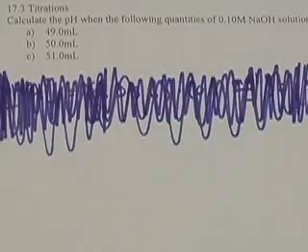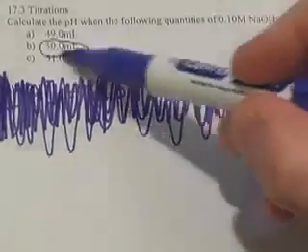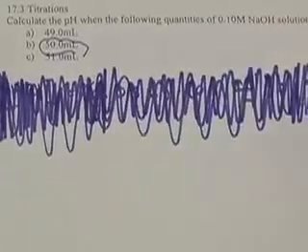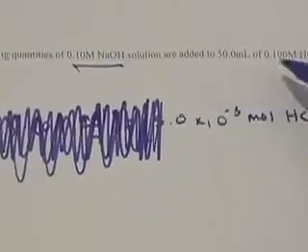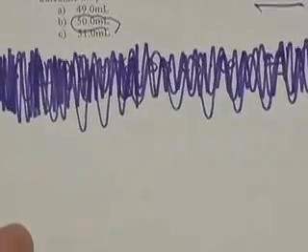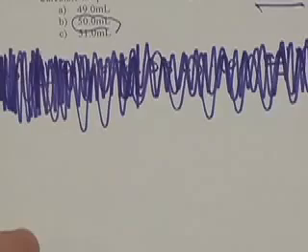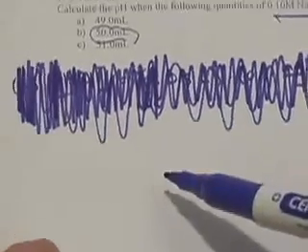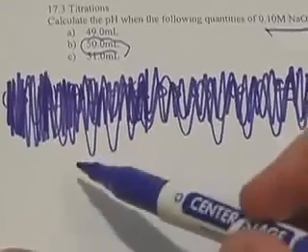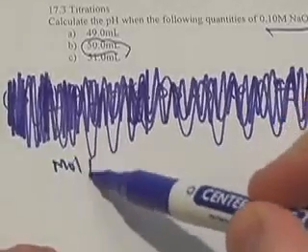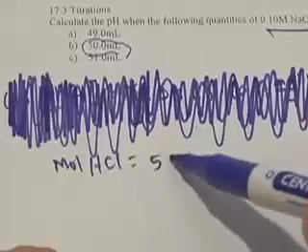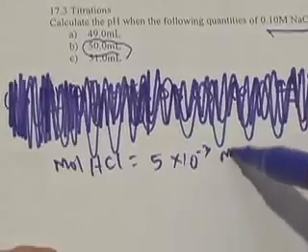So now let's take a look at when we have 50 milliliters of NaOH added to the 50 milliliters of the 0.1 molar HCl. Notice they're both 0.1 molar. Well, if we follow our normal steps, we calculate the moles of each. And if you remember from the first problem, when you have 50 milliliters of 0.1 molar, the moles of HCl were equal to 5 times 10 to the negative third.